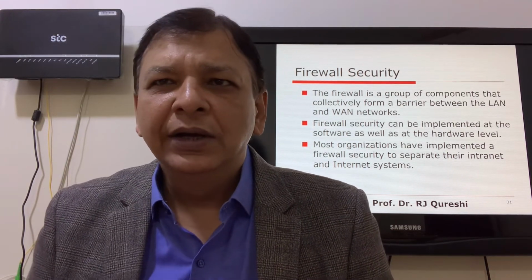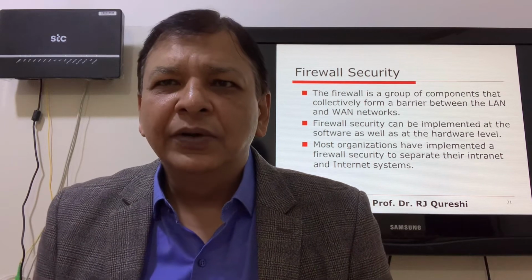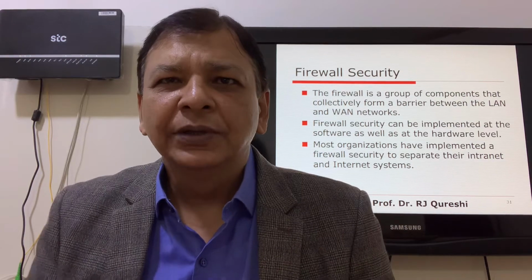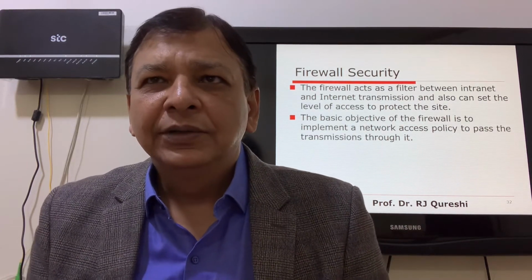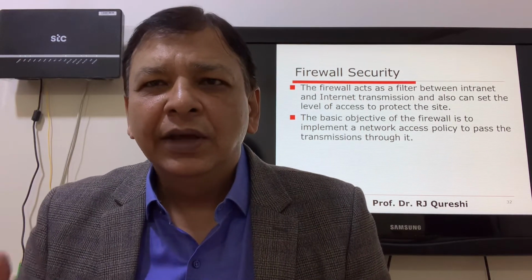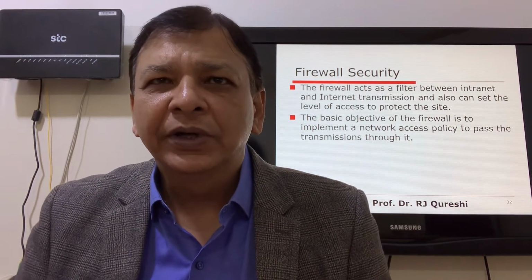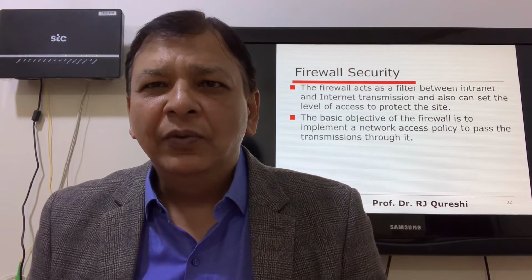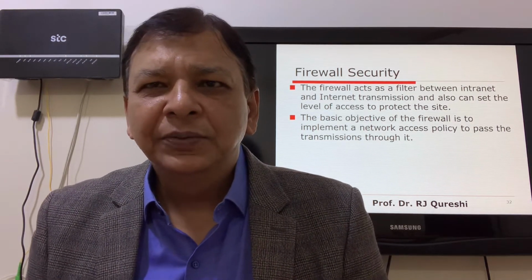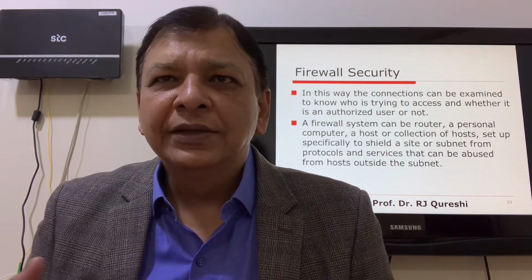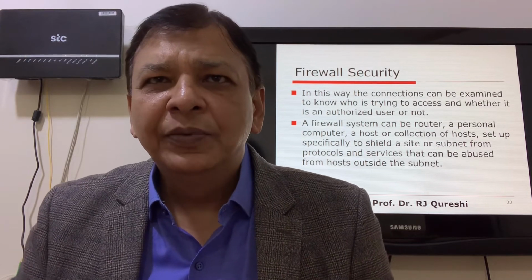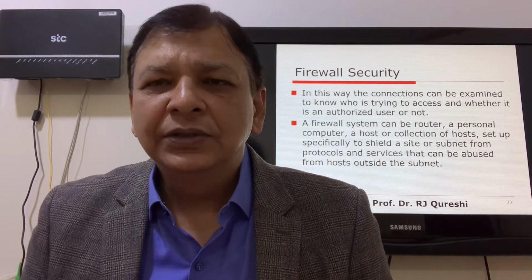I already covered intranet. Intranet is a protected network in which nobody from the outside can access the inside network. The firewall acts as a filter between intranet and internet transmission and can also set the level of privileges access to protect the site. The basic objective of a firewall is to implement a network access policy to pass the transmission through it. In this way, we can examine who is trying to access, what the level of privileges is, and whether he is an authorized user or not.